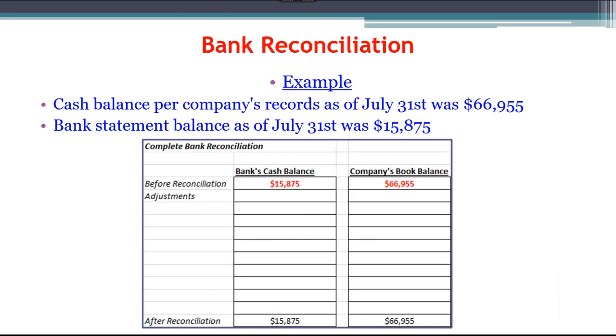So let's take a look at a pretty simple example here. This is what a general bank reconciliation would look like. You have the bank side, the bank's cash balance, which comes from the statement, and the company's book balance, which comes from their cash account. Now, if you notice, they're quite a bit off, and that's not a bad thing necessarily. There might be a lot of reasons for it. We'll fix it.